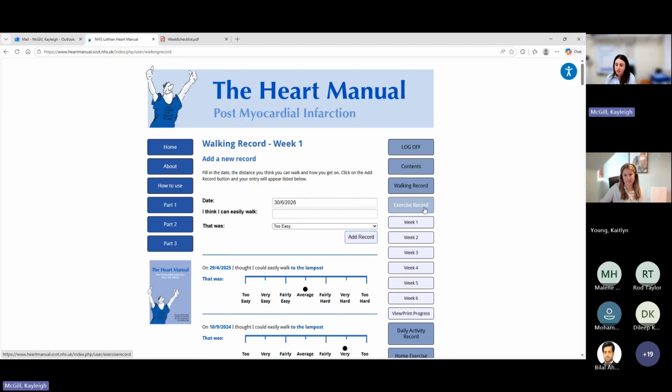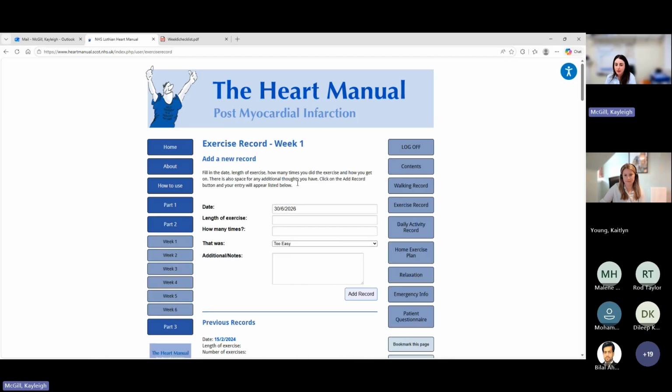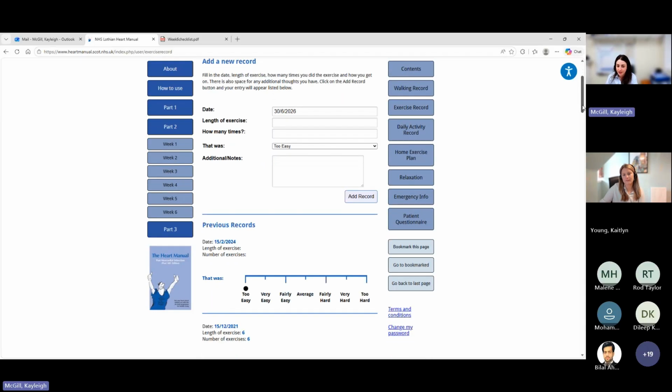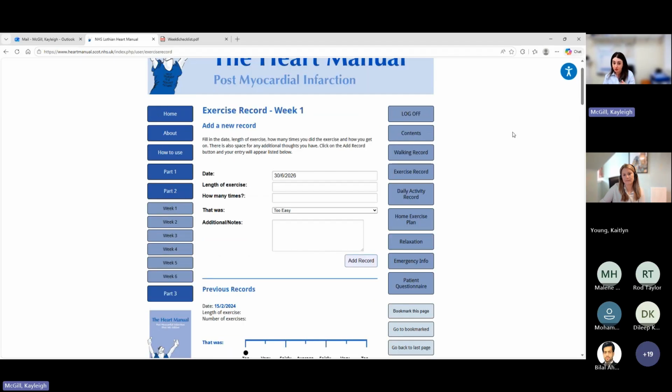And the exercise record does work in a similar way. So again, they can pop in the date, the length of exercise, how many times they've engaged with a particular exercise, again, the level of difficulty, and then the exercise record also allows them to provide themselves with additional notes. And again, they can refer back to any of the entries that have been made.